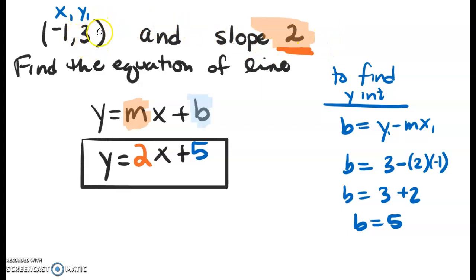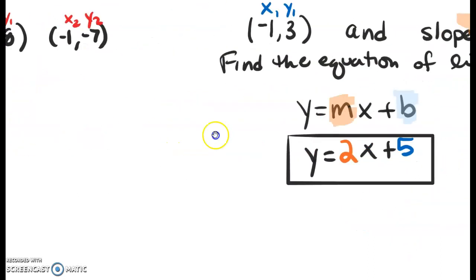Do not make the mistake. The common mistake I see made is that students will just take this 3 and they'll plug it in for the y-intercept. This is not the y-intercept. It is a y-coordinate that attaches to negative 1, but it is not the y-intercept. You have to find it using this. The only time this point would be the y-intercept is if this x was 0.